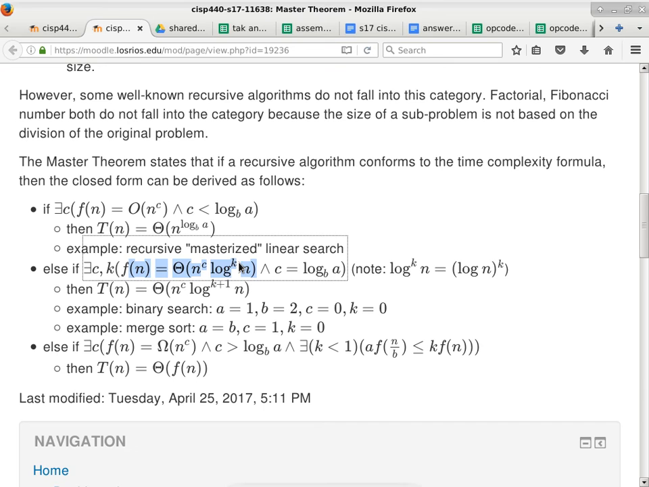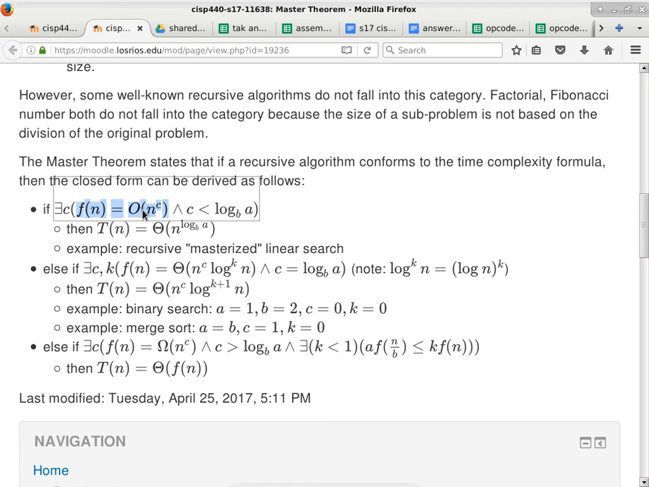So now given these numbers, we want to figure out, according to the master theorem, which category this belongs to. That becomes our next question. We will take a look at the first one first and see if it fits into this particular description. And the answer is, well, maybe.